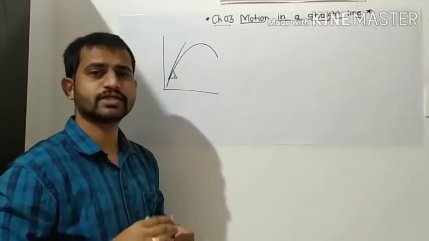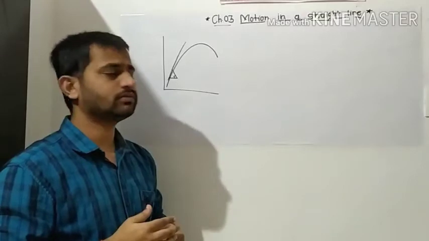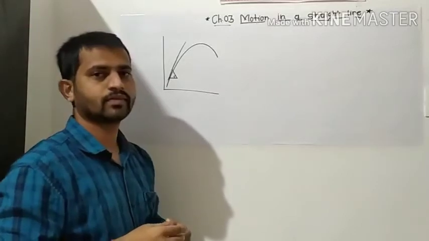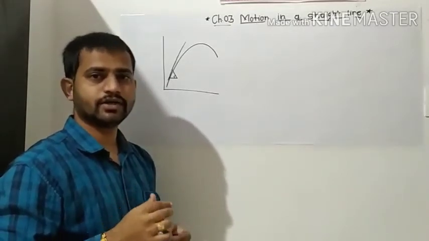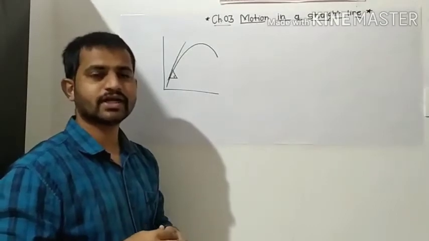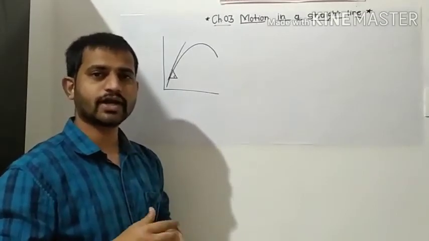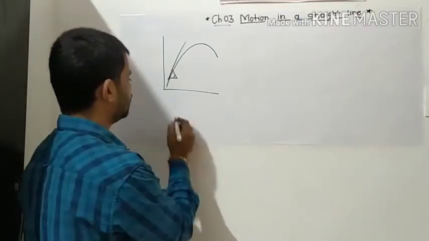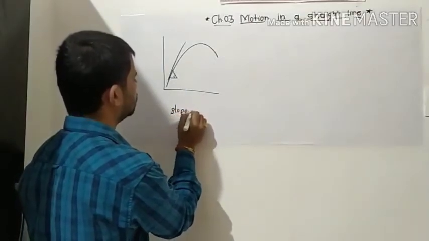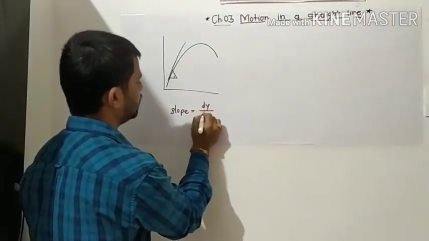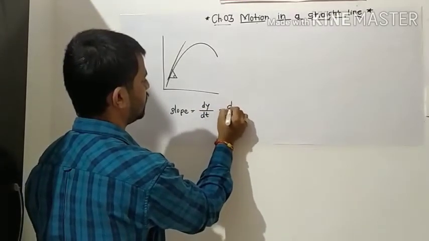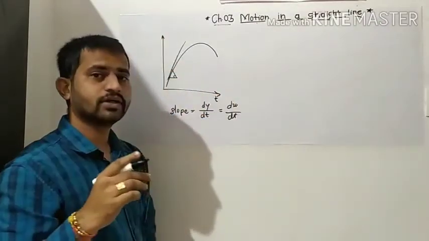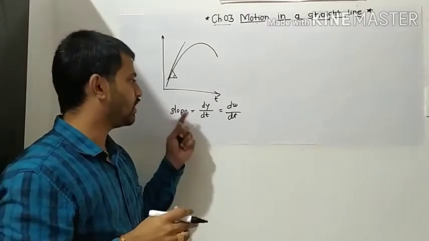In that we are going to combine two methods: one is the division and the second one is the difference. So we are combining the division and the difference, and we are getting a new concept, a new method, that is differentiation. Here we get the slope equal to dy by dt, or we can say dx by dt. Always we consider the value which is continuously changing along the x-axis.